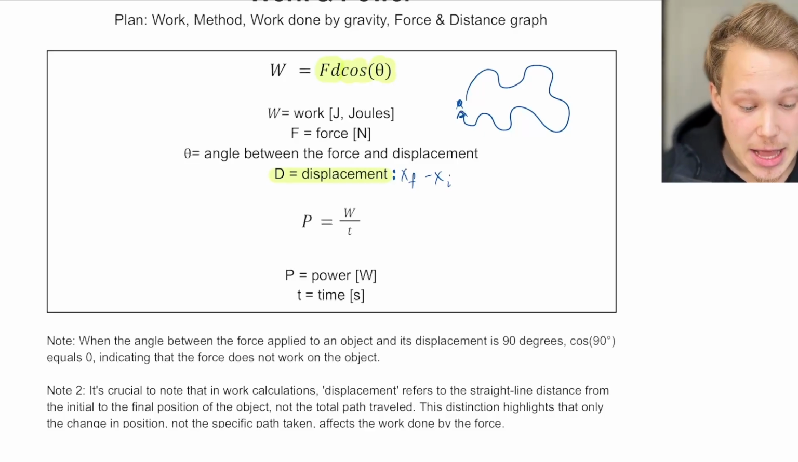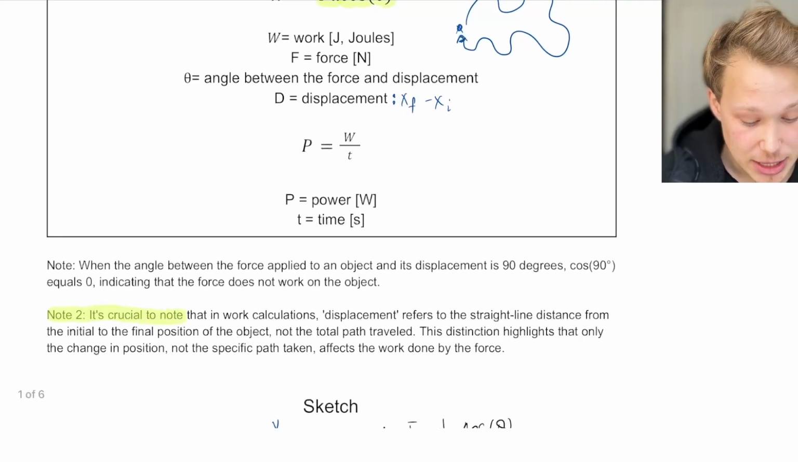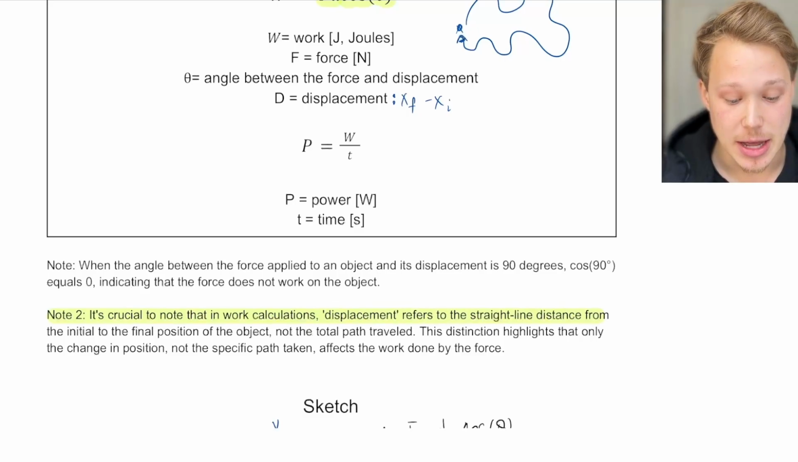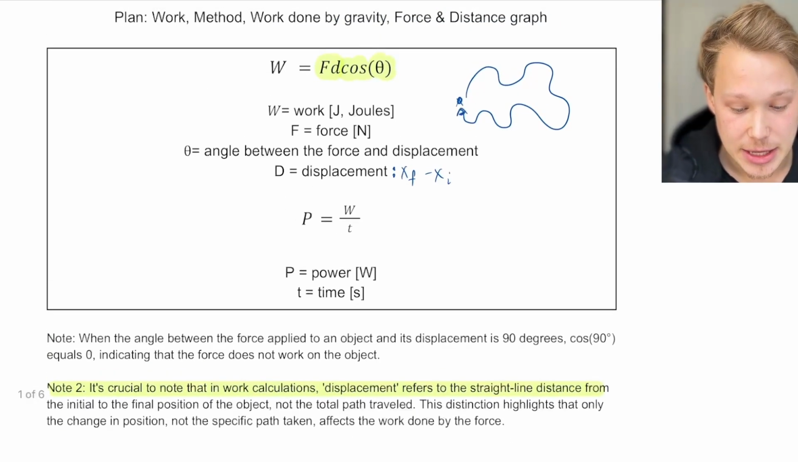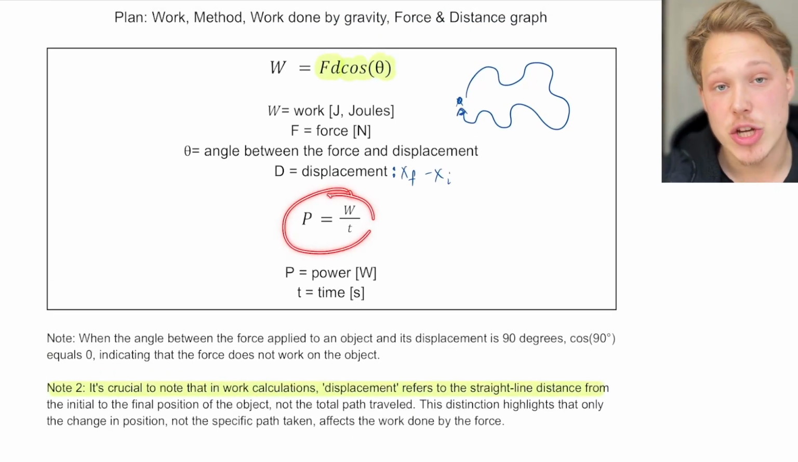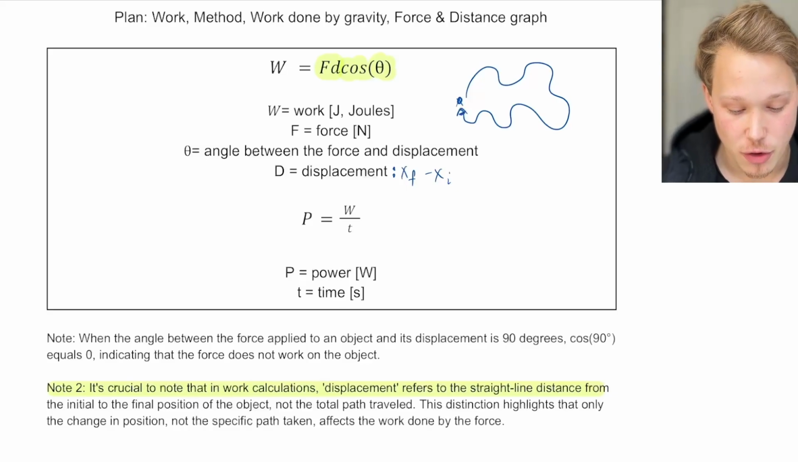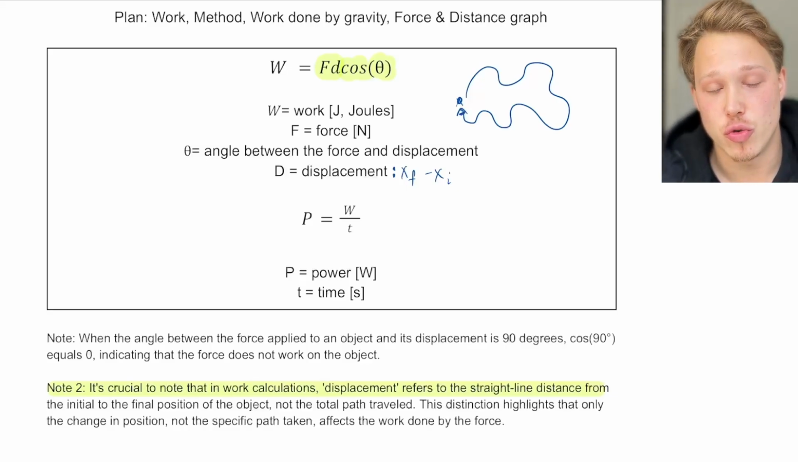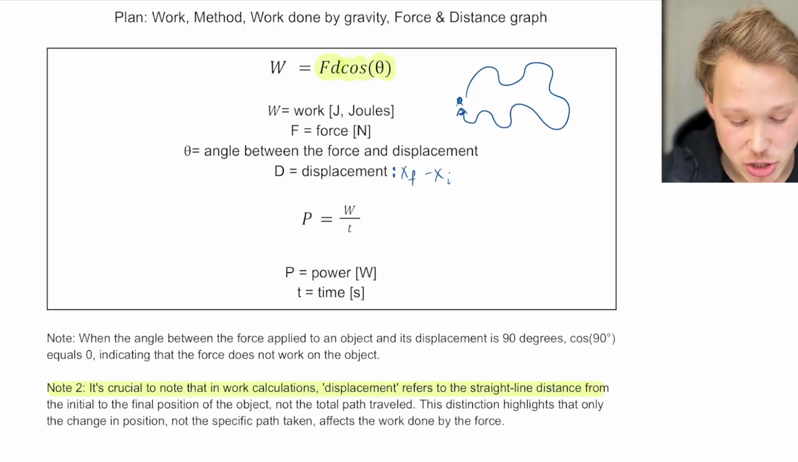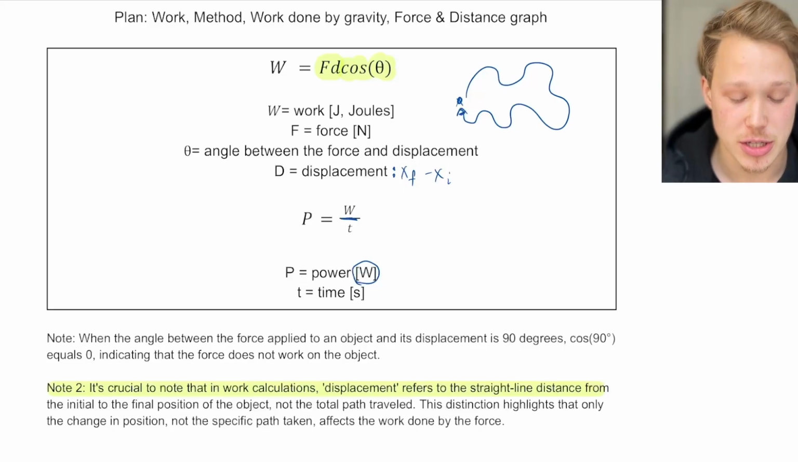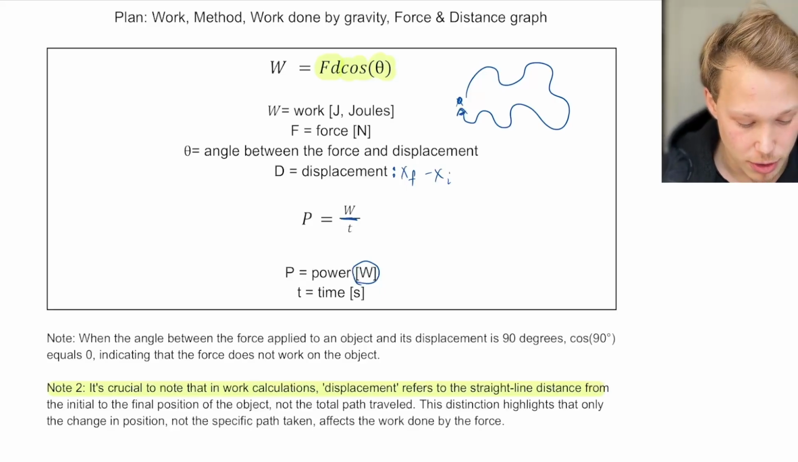Great. This is, by the way, what the second note says: in the work calculation, it's displacement, not the distance traveled. The second thing we should keep in mind is this equation for power. Power is simply a measure of how long it took you to do a certain work. It's measured in the units of watts, and in order to calculate it, you just have to take your work and divide it by the time it took to complete that work.